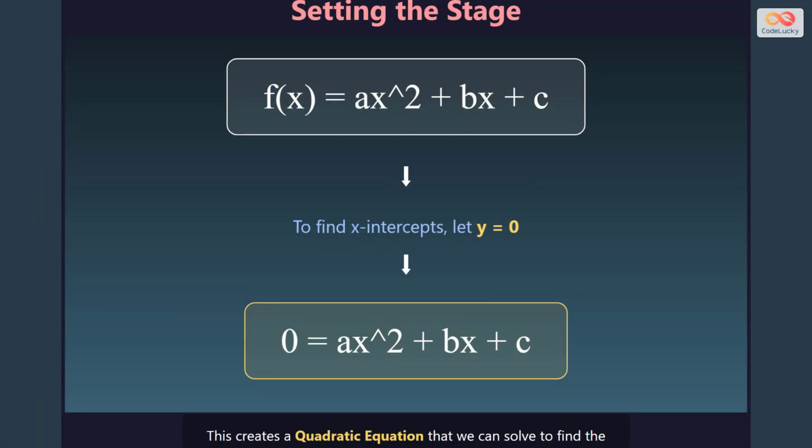So, how do we find them mathematically? A standard quadratic function is written as f(x) = ax² + bx + c. Since we know the y-value is 0 at the intercepts, we replace f(x) with 0. This gives us the equation 0 = ax² + bx + c. Now, our goal is simply to solve for x.